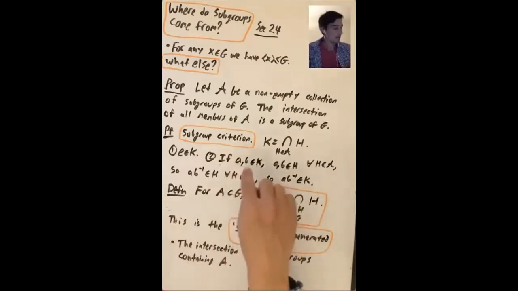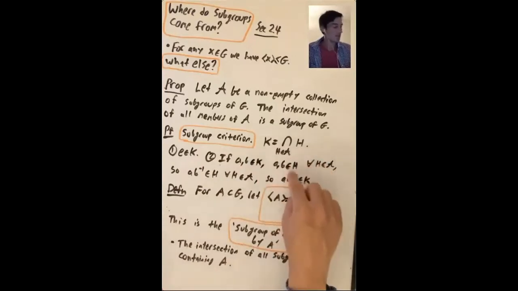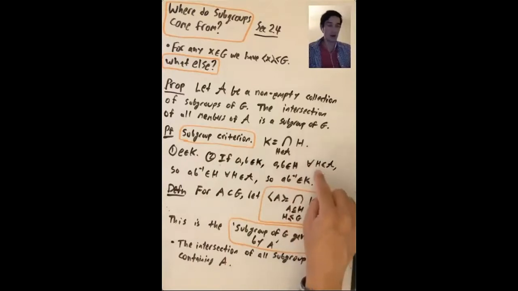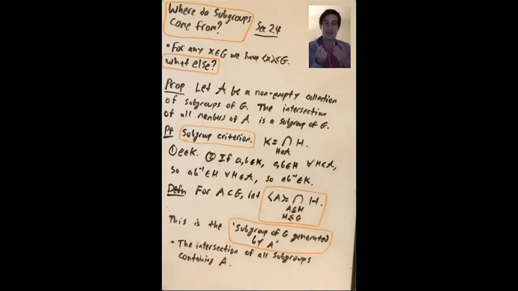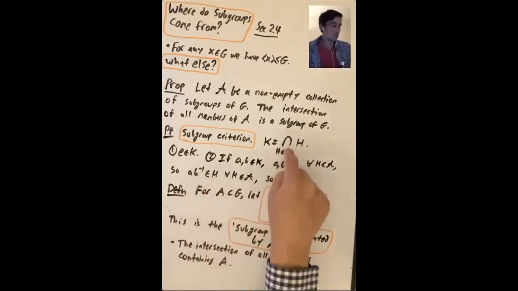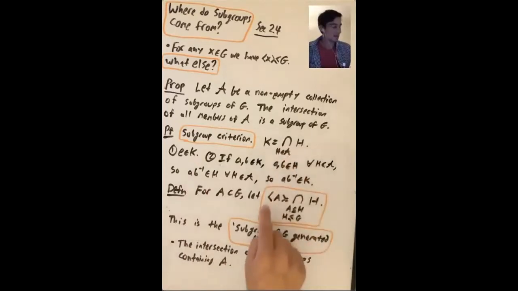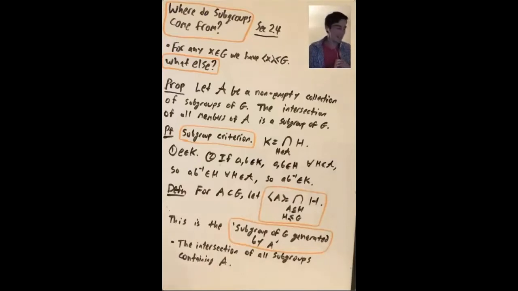If a and b are in K, then they're in every single one of these subgroups H. So a and b are both in H for all of these subgroups. That means that a times b inverse is also in H, because if you have a subgroup H that has a and b, it also has ab inverse. But that means that ab inverse is in H for every subgroup in this index set A, so it's in the intersection. And that's it.